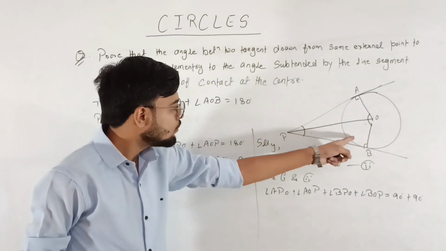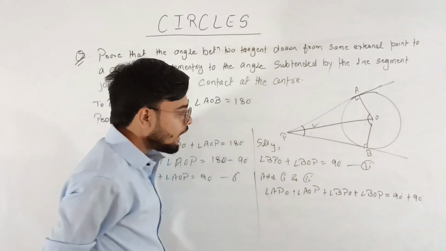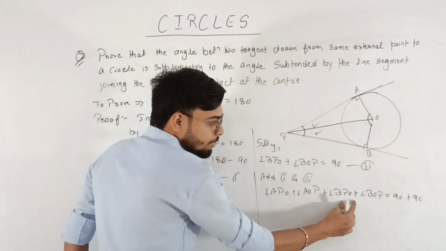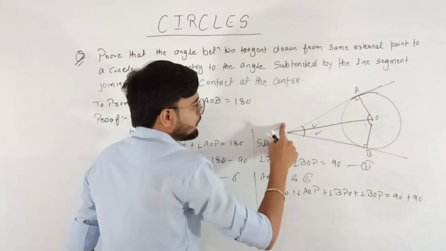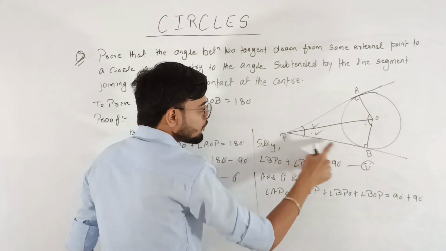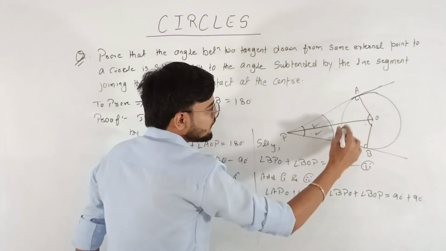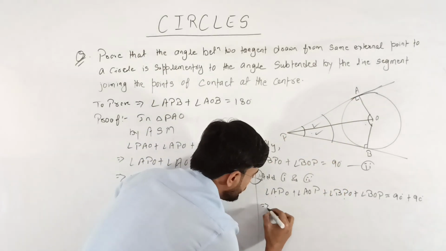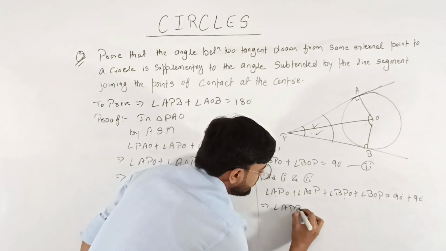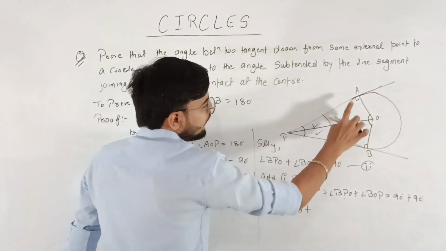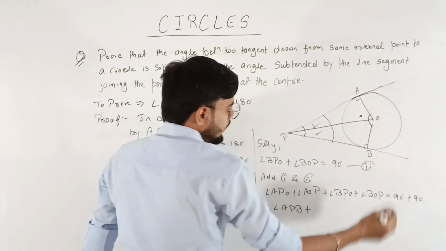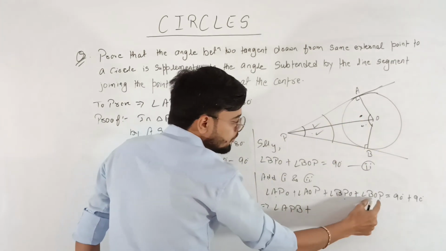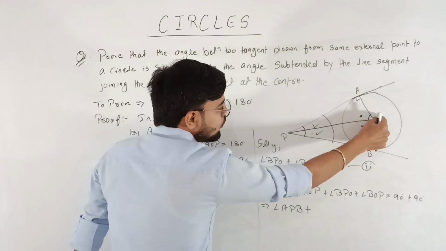Angle APO, this angle, and angle BPO, this angle. If I add angle APO and angle BPO, then we get the bigger angle, which is angle APB. So angle APO plus angle BPO is equal to angle APB. Now angle AOP, this angle, and angle BOP, this angle. If we add these two angles, AOP and BOP, then we get the bigger angle AOB.